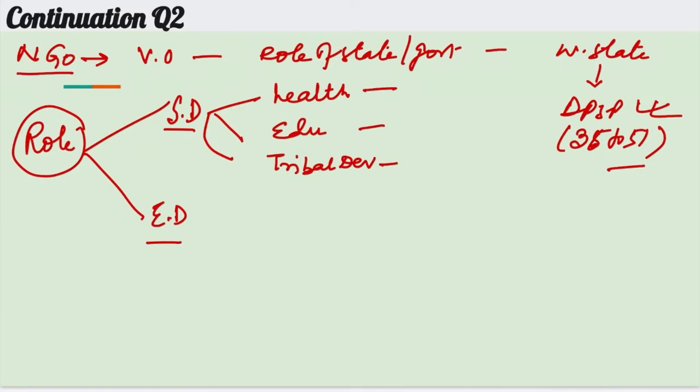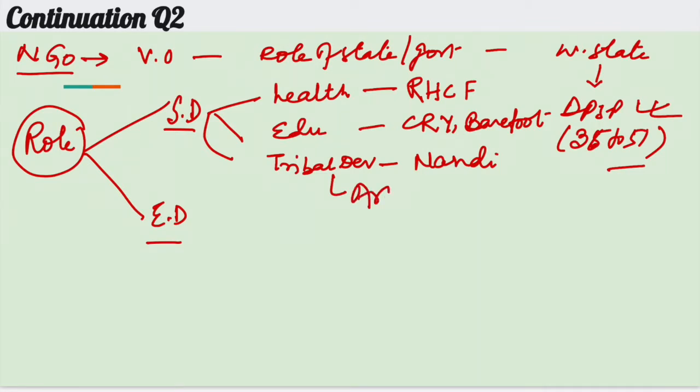Then you can name some of the NGOs. For example, under health, I am giving Rural Healthcare Foundation. In education, I am talking about CRY and Barefoot College. Tribal Development: Nandi Foundation. We can also give articles related to that, for example, Article 47, Article 45 you can give.